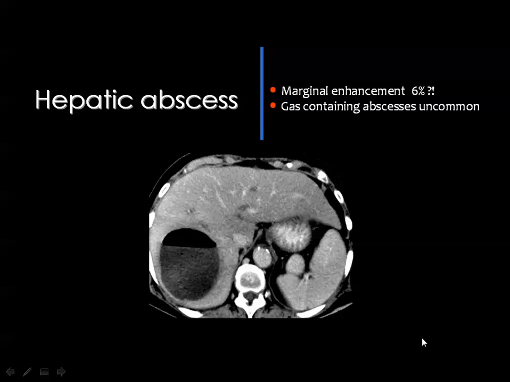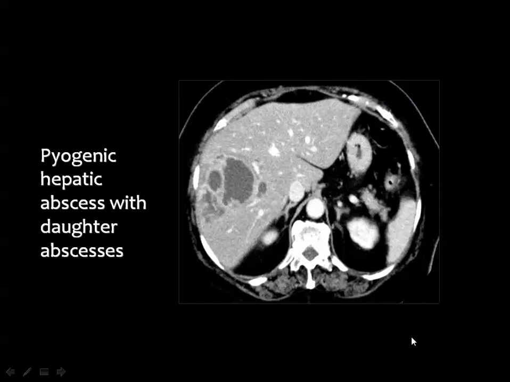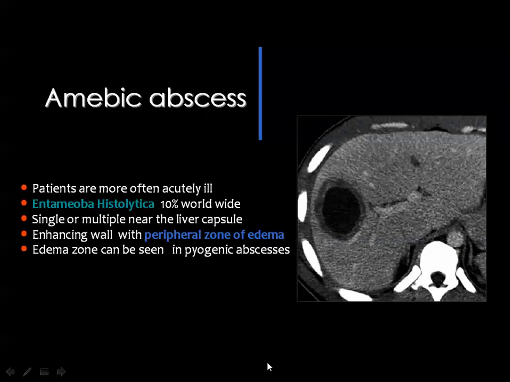And if you see air loculi without any history of previous intervention, then you can be sure about the diagnosis of a hepatic abscess. The abscess may be multiple, and you see the major abscess and some of the daughter abscesses around. All these abscesses show marginal contrast enhancement, as you can see in this particular case.